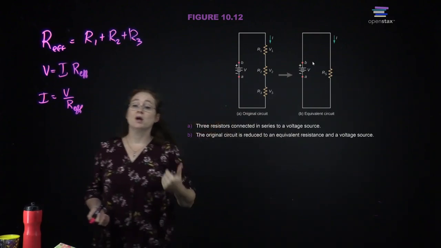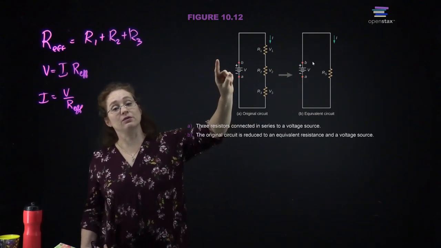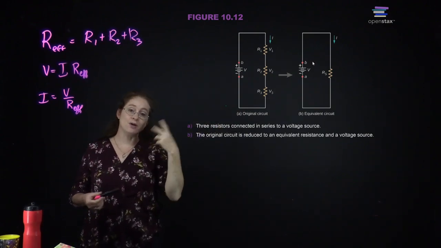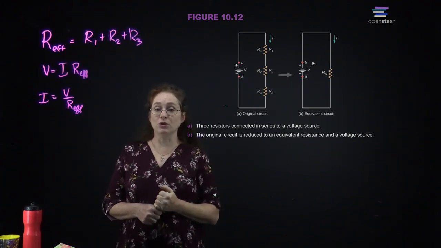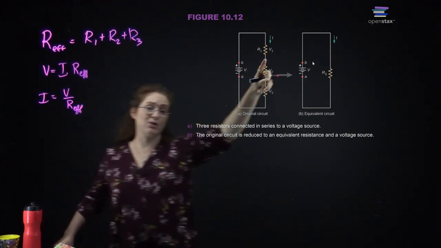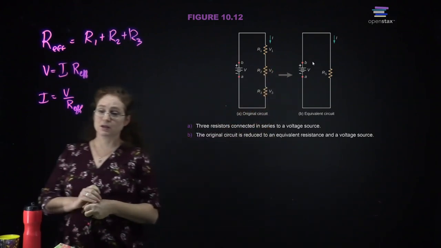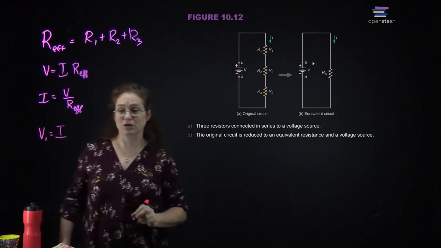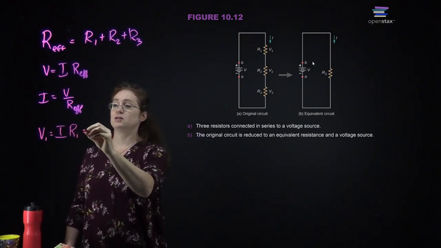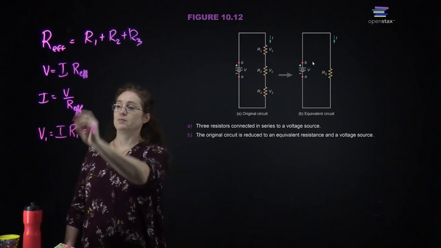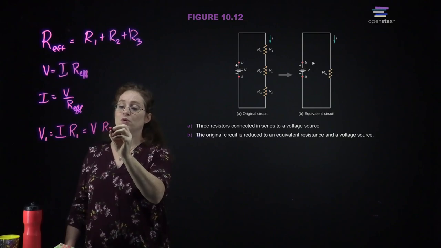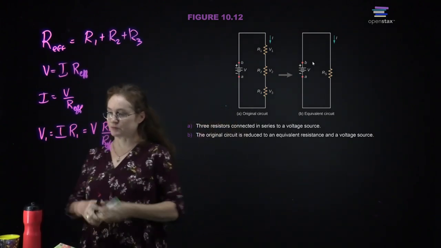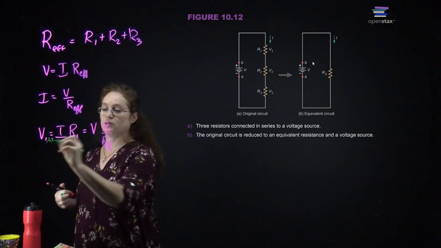Again, go back to the analogy of current being like water flowing through pipes. If current is like water flowing through the pipes, all the water has to go through all of the pipes. Now, if you want to calculate the voltage drop across each individual element, I want to calculate voltage one, voltage two, and voltage three. The current is the same, so voltage one is equal to the current through the circuit times resistance one, which is equal to the total voltage times R1 over R effective. And I get similar equations for elements two and three.